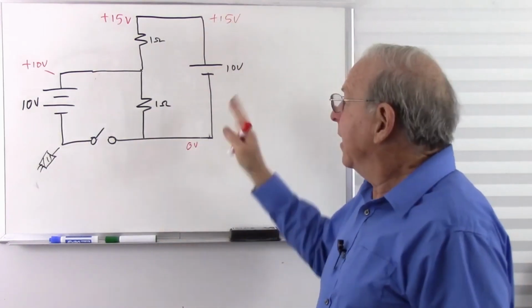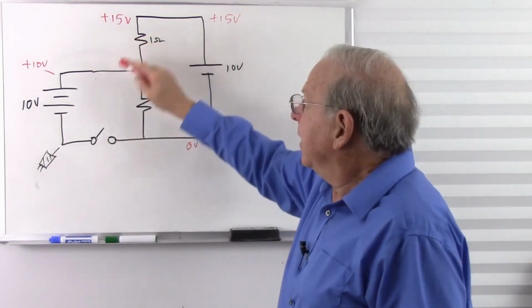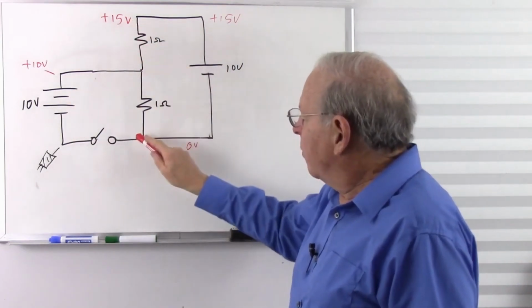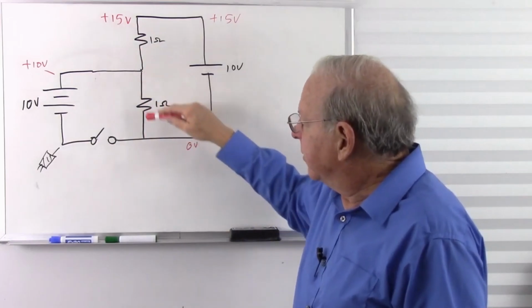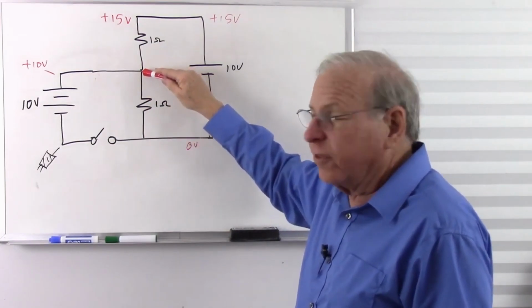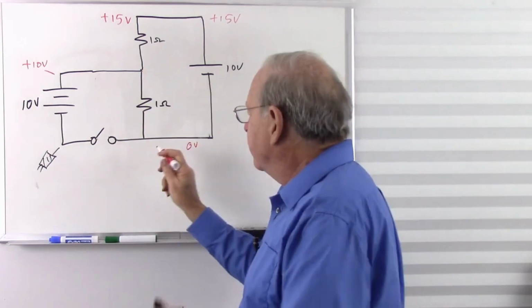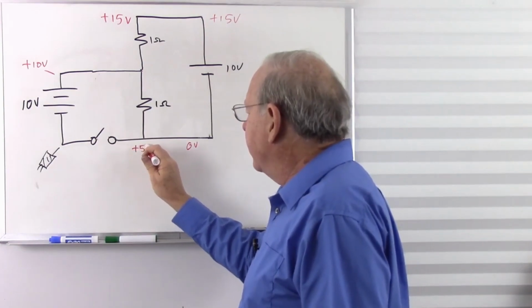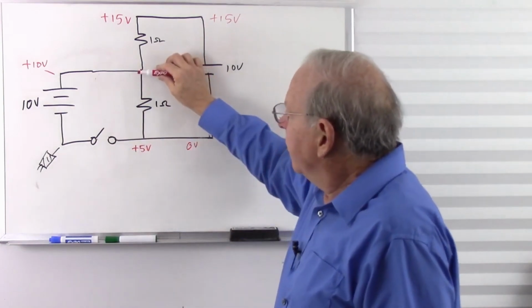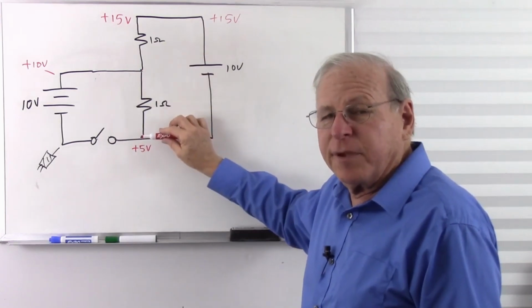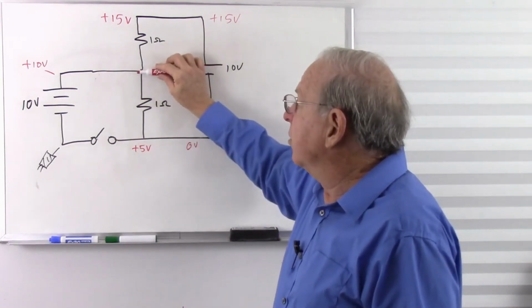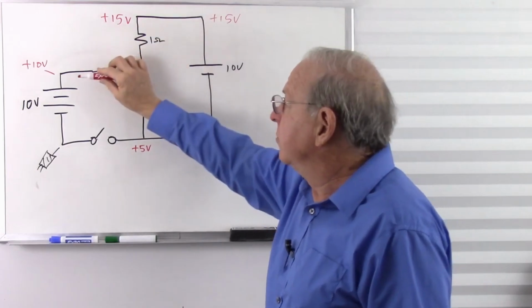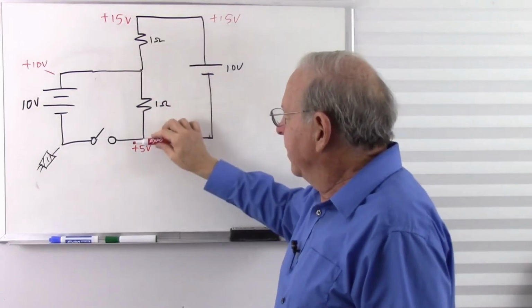So that's what's happened to our circuit. Now we have 10 volts, 15 volts. What's the voltage here? Remember, we determined that this voltage must be 5 volts lower than that voltage. So this voltage is going to be plus 5 volts. So whatever voltage this is, that one must be 5 volts lower. Whatever voltage this is, that one must be 5 volts higher. So 10 volts, 15, 5.